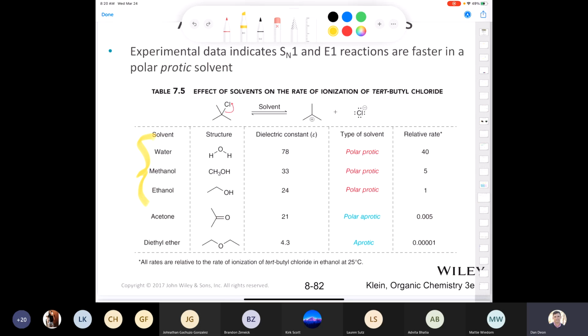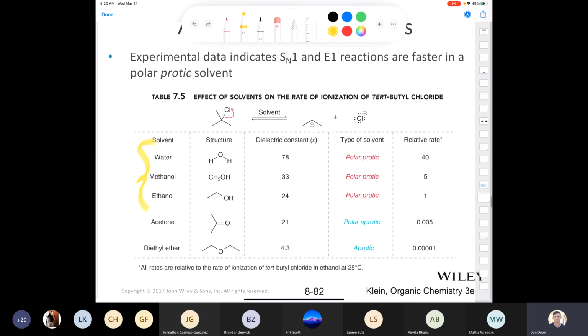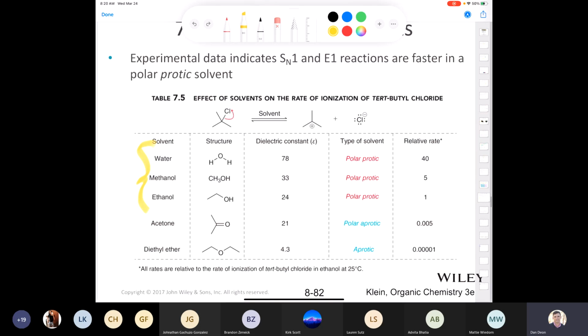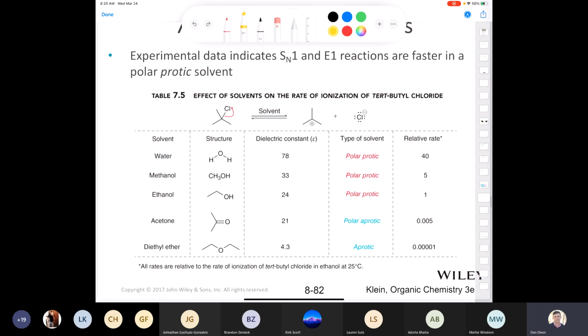Now, I'll be honest, I've been teaching this class for a long time. I don't remember ever asking my students a question about, explain to me why a polar protic solvent is going to be more beneficial to an SN1 or E1 reaction, and an SN1 or E1 reaction is not going to work in a polar aprotic solvent or simply an aprotic solvent like diethyl ether. I've never really asked that, so to speak, but you do have to understand the why. Okay, why it happens. Why is a polar protic solvent going to be the best solvent to do an SN1 or an E1 reaction in?